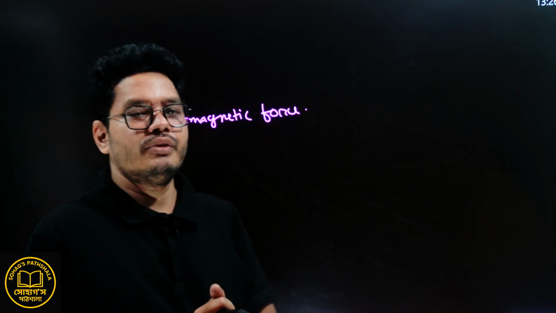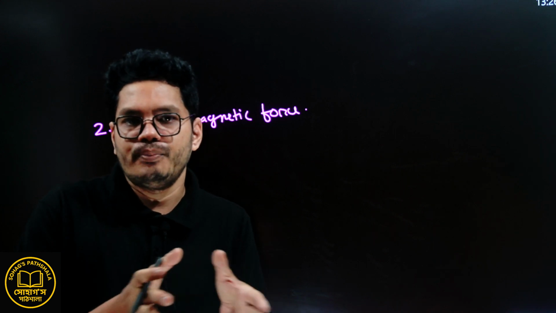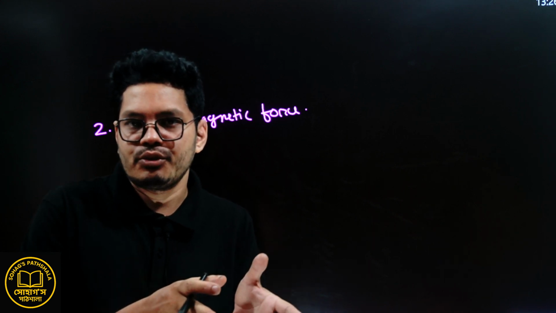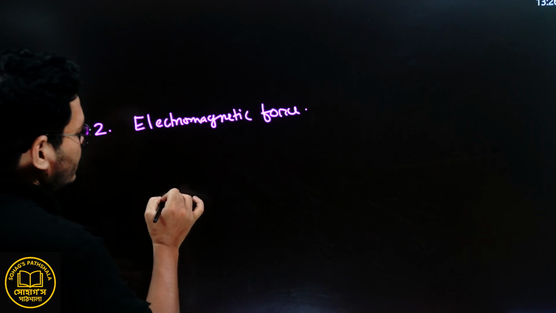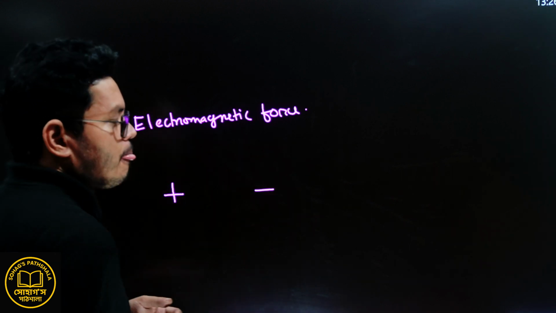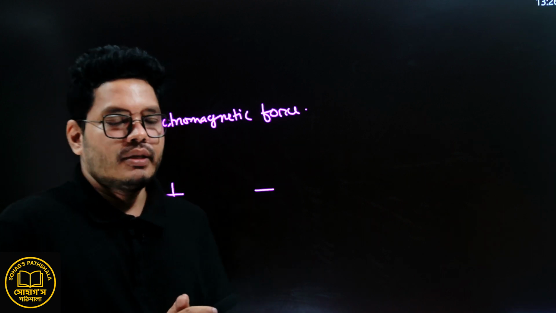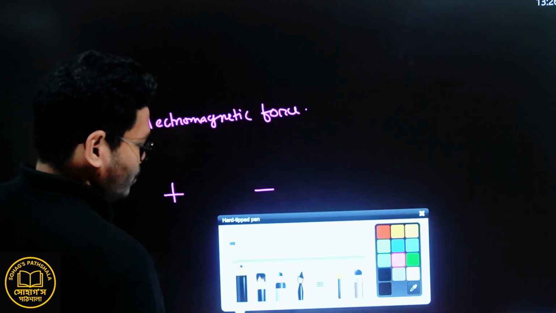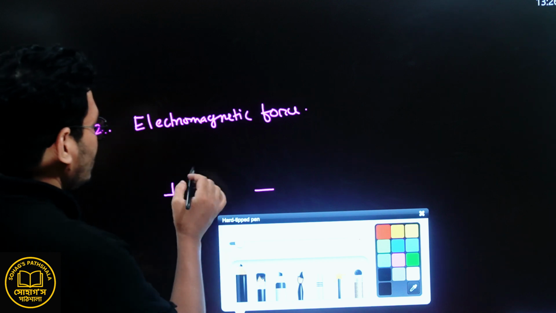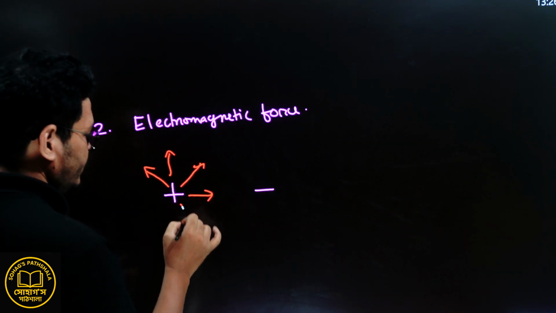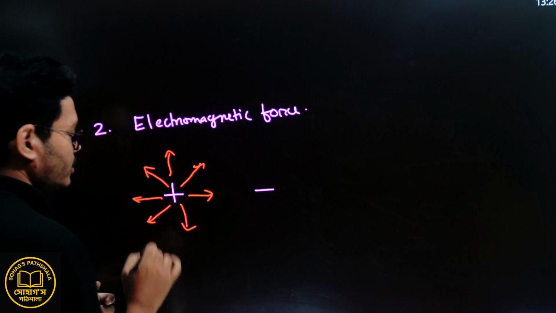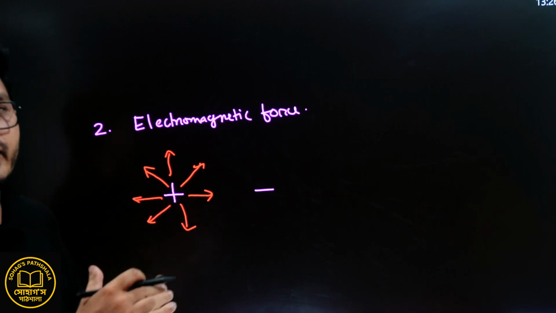Okay, electromagnetic force actually has two words here, electro and magnetic, right? You see that there is negative and positive charge, right? So negative charge, positive charge means there are lines of force working outward. Positive means outward, charge means force acting.